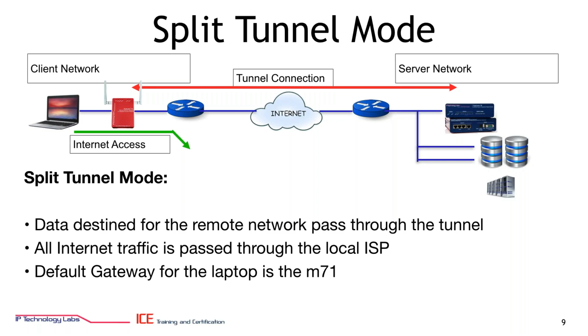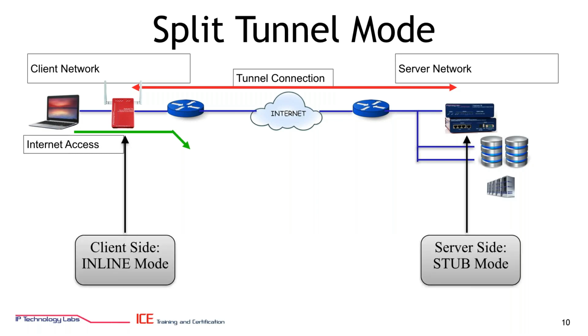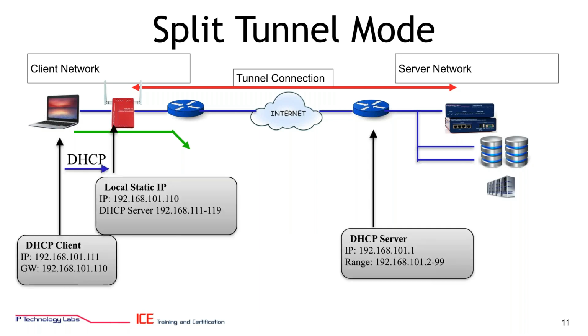In this situation, the default gateway for the laptop that's on the left side is going to be a local device. It can be my local IPTL device, or it could be my local gateway. But the important thing of a split tunnel is my default gateway is local to my side of the network. Again, with split tunnel, we have the client in inline mode and the server side in stub mode. Not mandatory, but typically how we set it up.